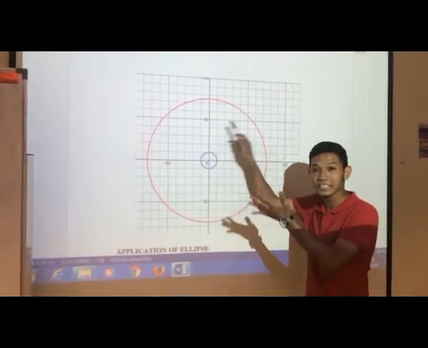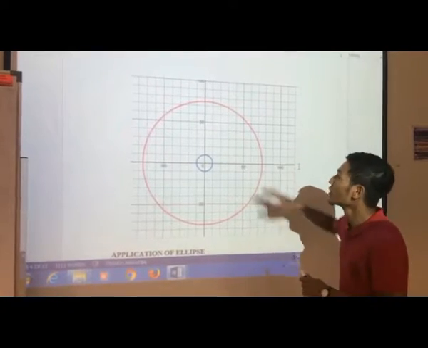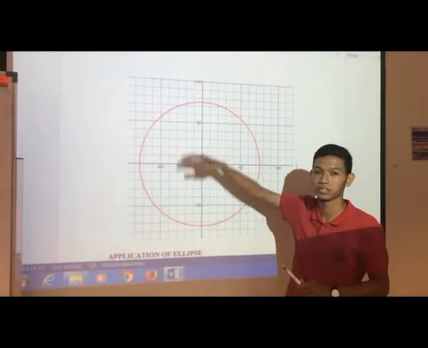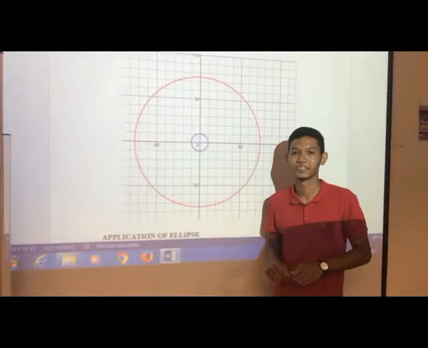Okay, this is the circle of the park. Okay, this is the large circle, and this is the small circle.